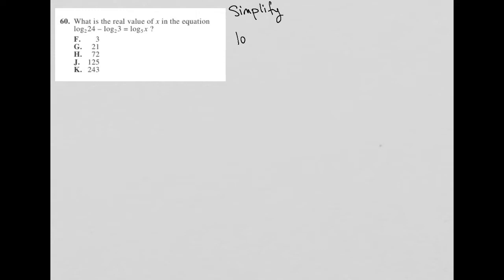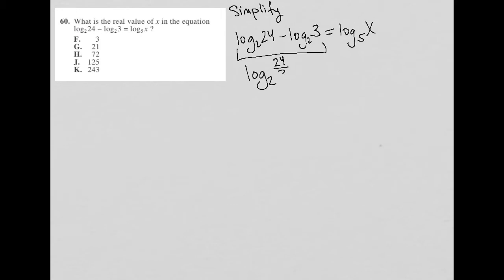So I'm going to write this down. Log base 2 of 24 minus log base 2 of 3 equals log base 5 of x. So a couple of things. We have logarithm rules, which tell us that I can condense this difference of logs that have the same base into a quotient. So log base 2 of 24 minus log base 2 of 3 is equivalent to log base 2 of 24 divided by 3.